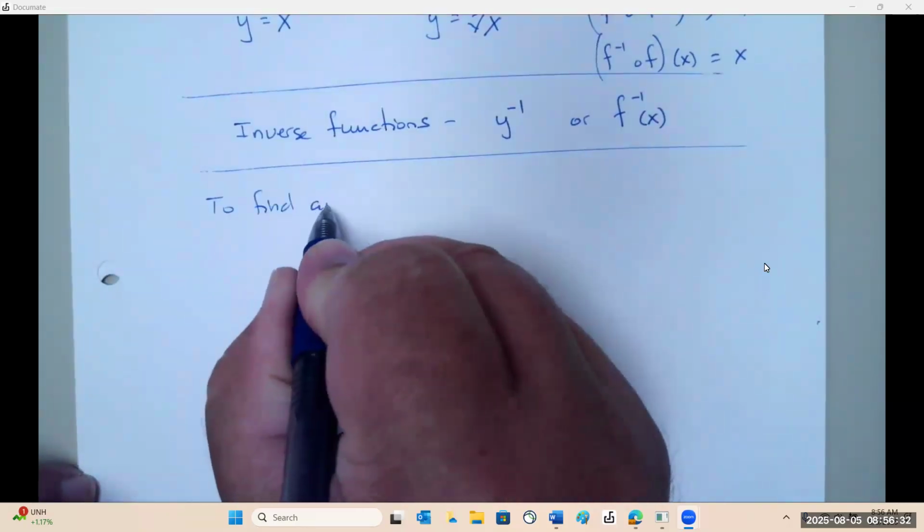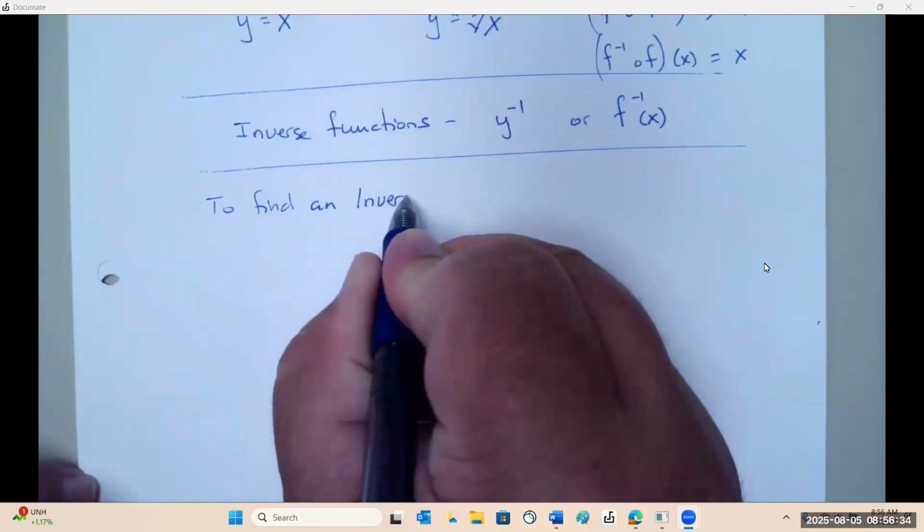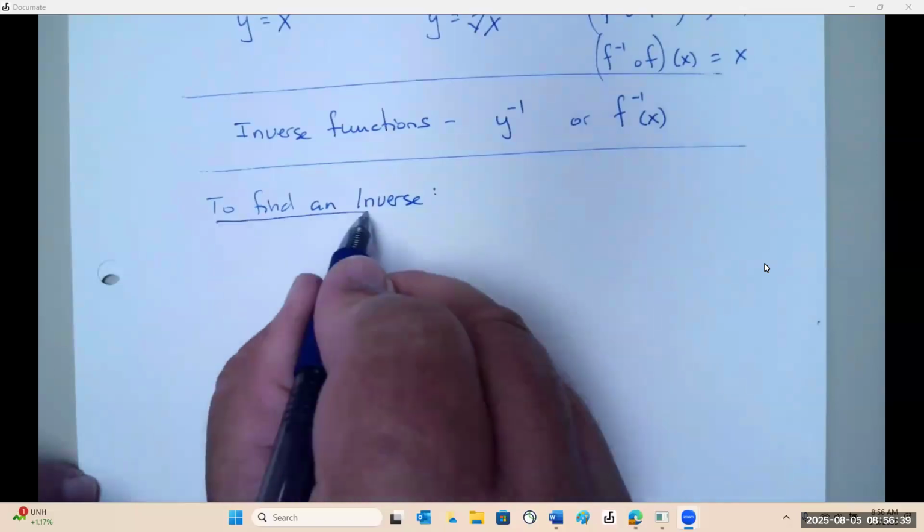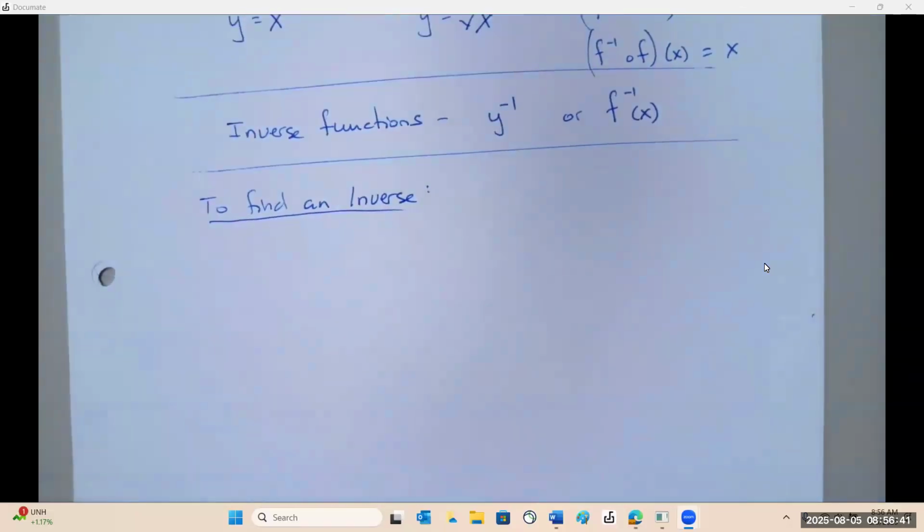To find an inverse, the procedure is very easy. Remember how we found the x-intercepts and y-intercepts? How do we find the x-intercept? Set y equals 0, and then do what? Solve for x. How do we find the y-intercept? Same thing. Set x equals 0, solve for y. Inverses are pretty much the same thing.